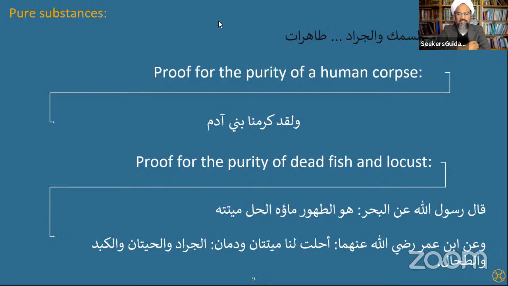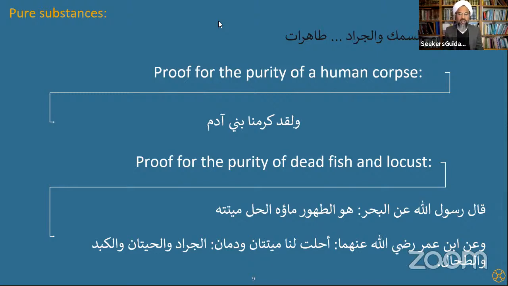The next narration reads as follows, and what are we going to establish now? Jarad. We've looked at the proof for the human corpse. We've looked at dead fish or other sea creatures. And now we need to establish the proof for locusts. You find a swarm of locusts. Are they considered to be pure, impure? They're considered to be pure. What is the proof for that? The proof for that reads as follows.